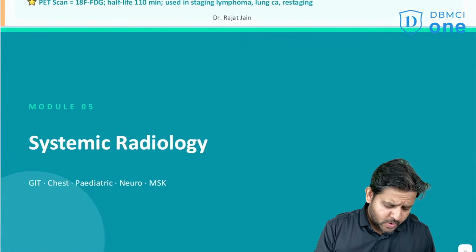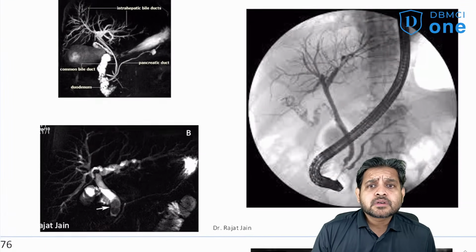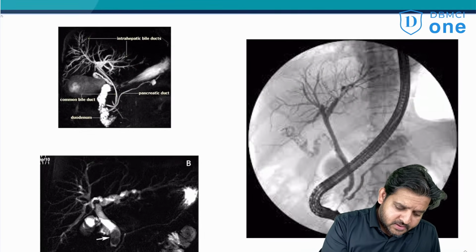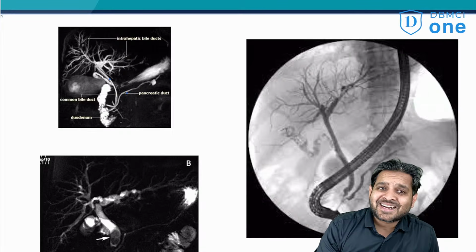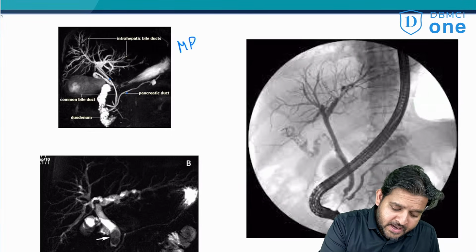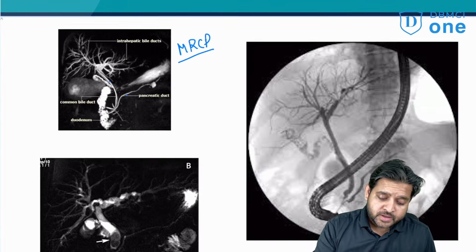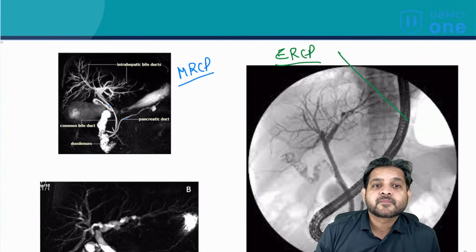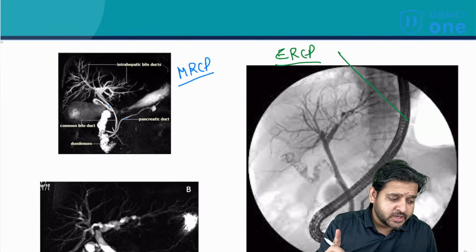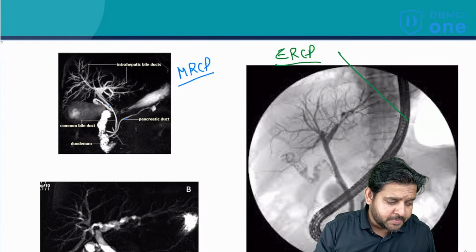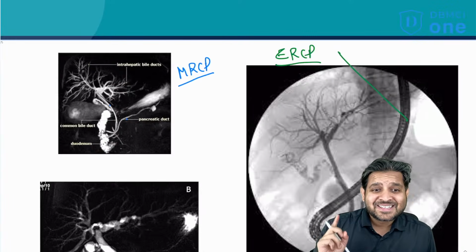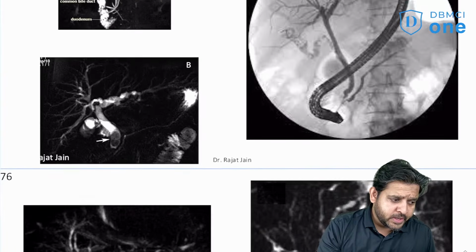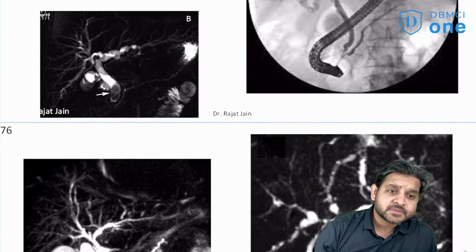Okay. All right. The last amongst the topic is these investigation. If you see the common bile duct and the pancreatic duct only, then this will be MRCP. However, if you see an endoscope along, then this will be ERCP. So if endoscope is not seen, then it will be MRCP. If the endoscope is seen, then it is ERCP, right? Then it is ERCP.